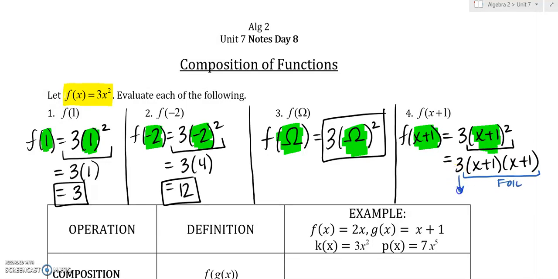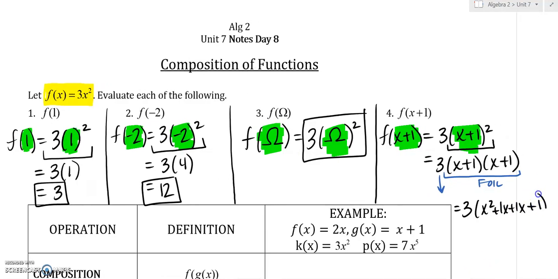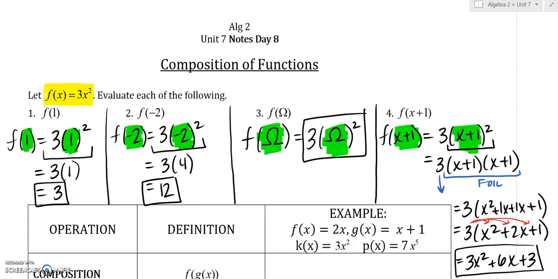I'm going to drop down the 3 though. I'm running out of space, so squeeze it where you can. I have 3, and then I'm going to have x squared plus 1x plus 1x plus 1. I'm going to keep simplifying. I have 3 times x squared plus 2x plus 1. Now, like yesterday, I'm going to practice distributing it. I get 3x squared plus 6x plus 3. And then I'm done.